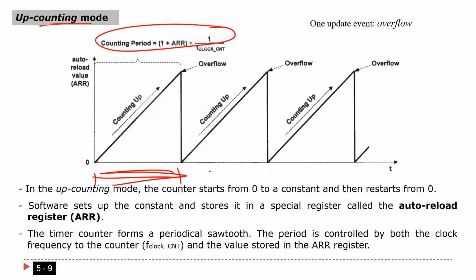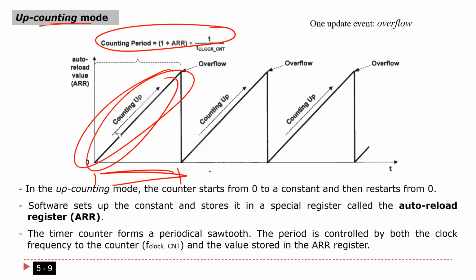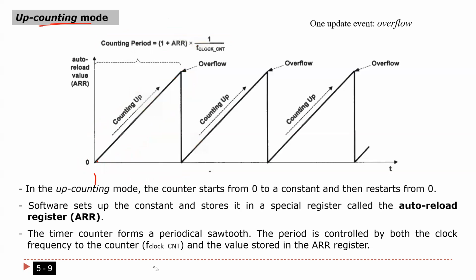Very simple. How many counts are you going to do? And what is the time of each count? You multiply them together, you get the time from here to here. Okay, guys? This is if you want to use it like up counting.